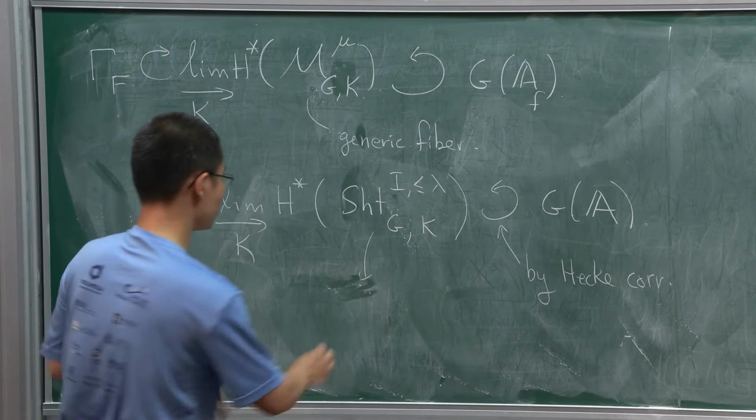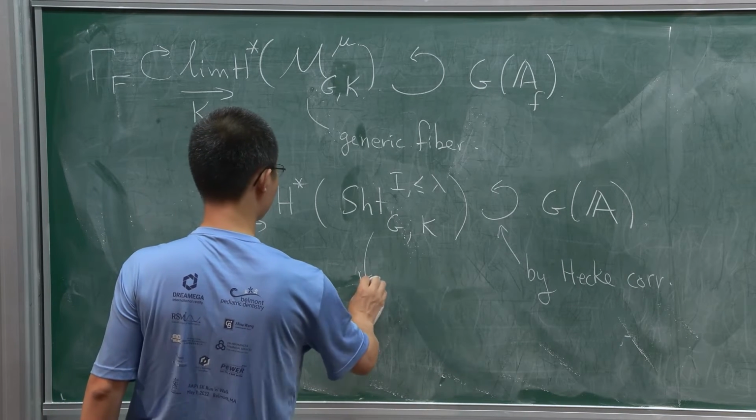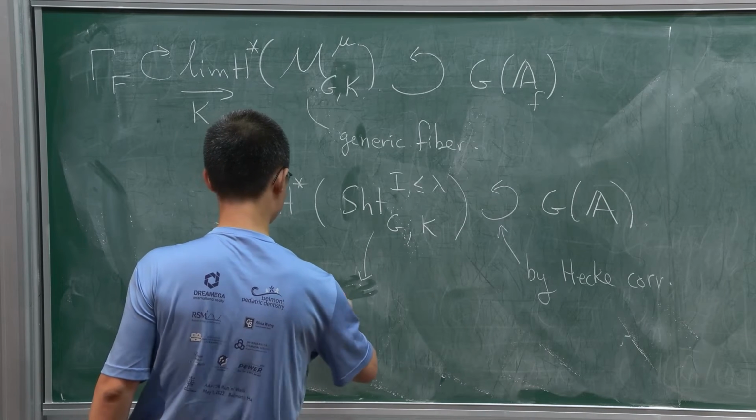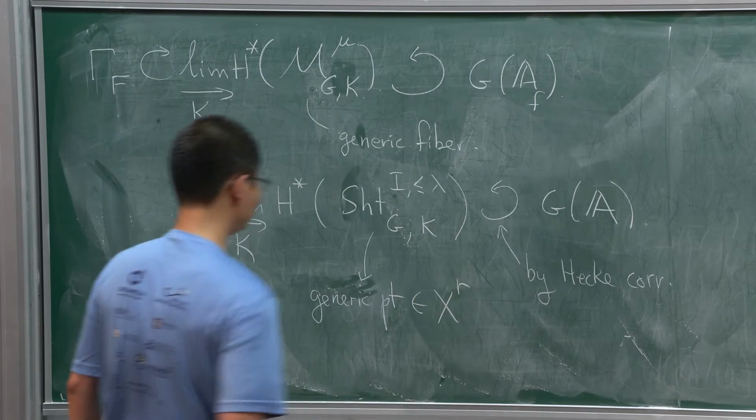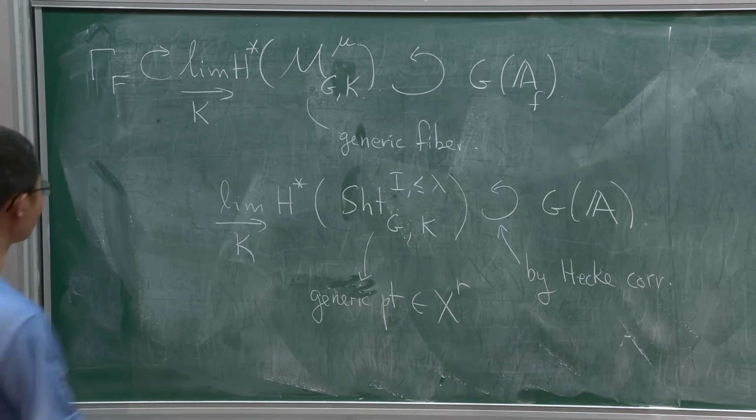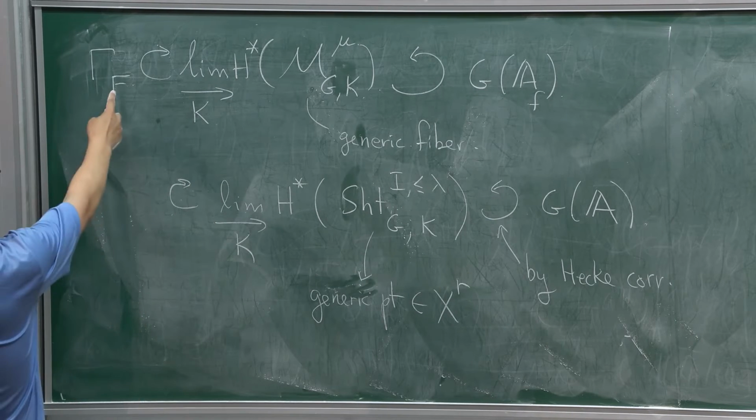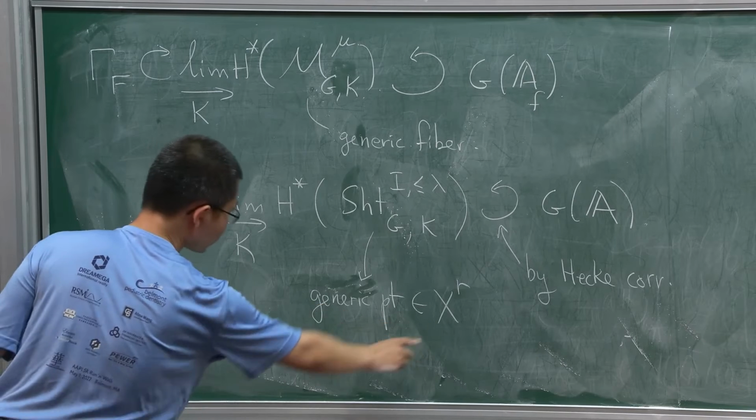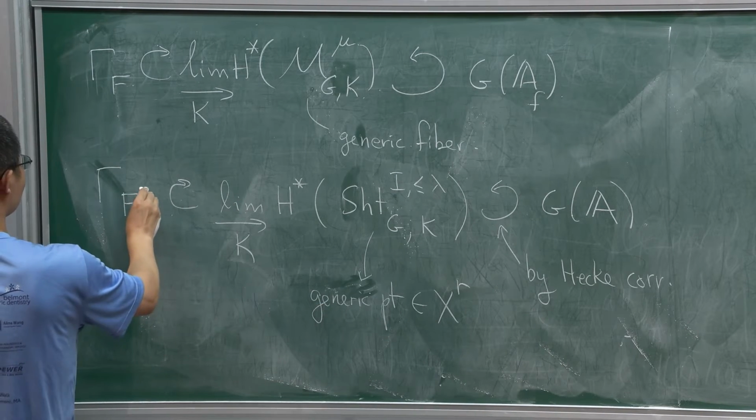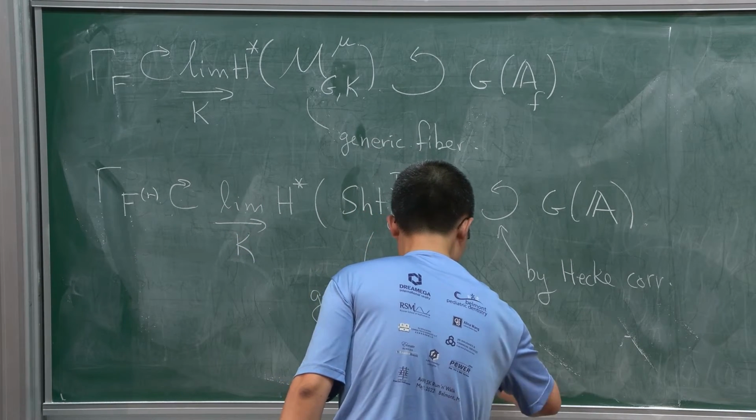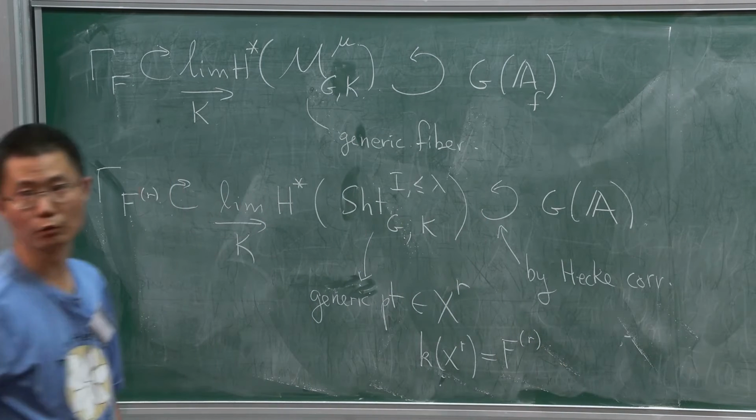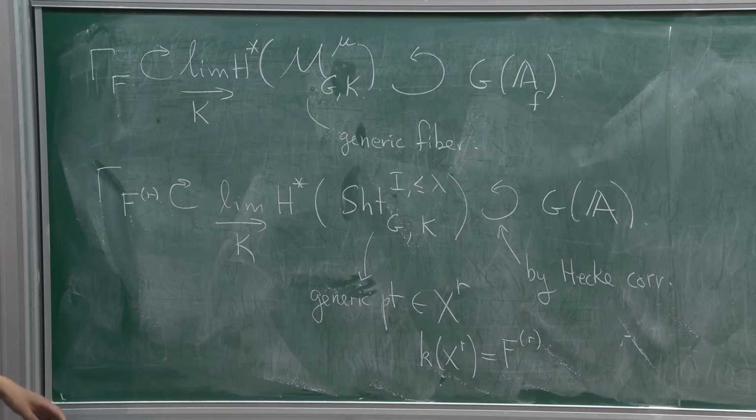This now lives over, I'm again taking a generic fiber. So this will be the generic fiber over the generic point of X to the r. So it will carry a Galois action not of the function field F, but of the function field of X to the r. Okay, so this is some much more complicated function field, of transcendence degree r over Fq.